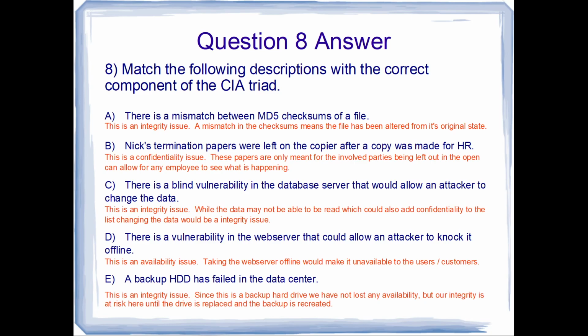There's a vulnerability in the web server that could allow an attacker to knock it offline. This is clearly an availability issue. Taking a web server offline would make it unavailable to the users and customers. And a backup hard drive has failed in the data center. This one can be kind of tricky. This is really an integrity issue. Since this is a backup hard drive, we have not lost any availability, but our integrity is at risk here until the drive is replaced and the backup is recreated. It's kind of a trick question. I threw a curveball in there for everyone.